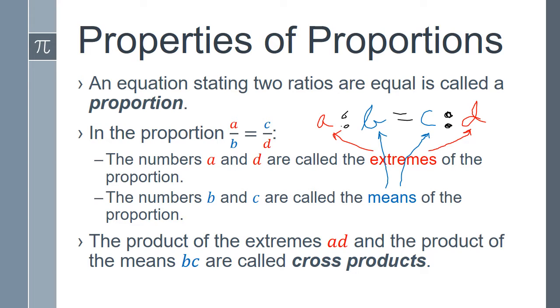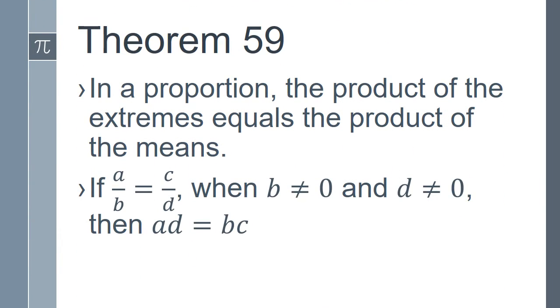So the product of the extremes, AD, and the product of the means, BC, are called cross products. So basically what we're saying is that when we cross multiply, we should end up with equal values. So in a proportion, the product of the extremes equals the product of the means. If A over B equals C over D, when B does not equal 0 and D does not equal 0, then AD equals BC.